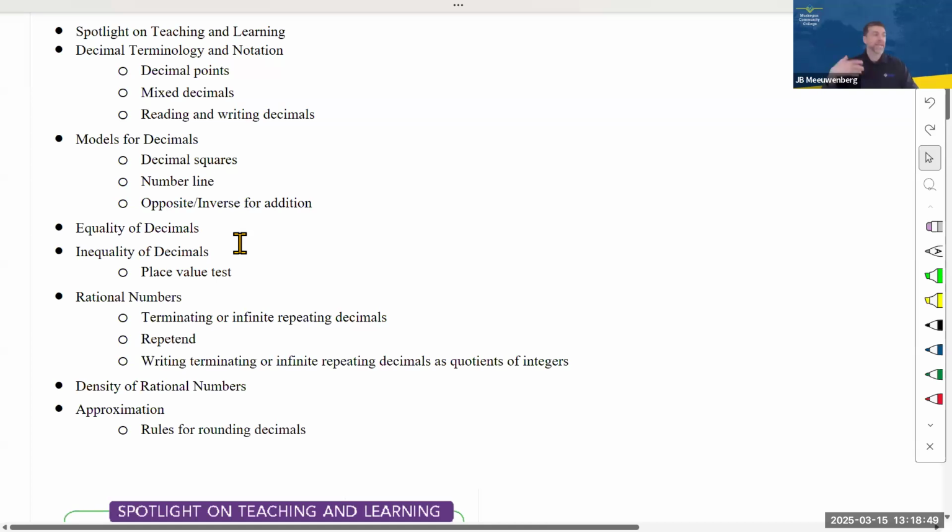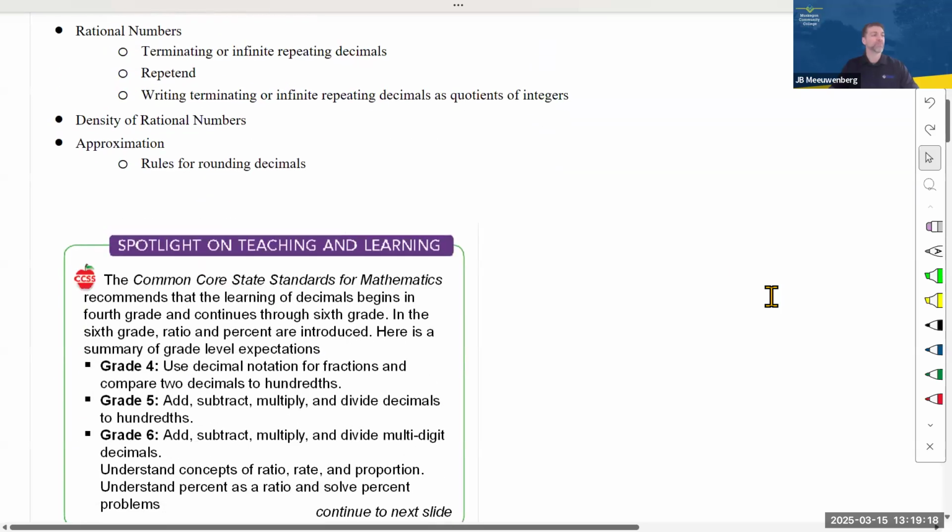We're going to talk about equality and inequality of decimals, look at some ways to examine those, and then talk about what a rational number is. This is going to be a fun section here where we look at terminating and infinite repeating decimals and how we actually can change a decimal into a fraction. We looked at the density of fractions earlier in the course. Now we're going to look at the density of rational numbers or decimals, and then talk about how we might approximate when we're working in the decimals.